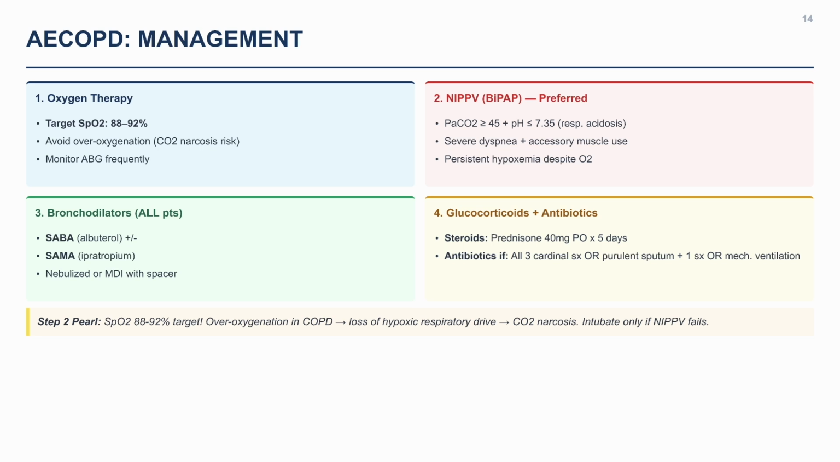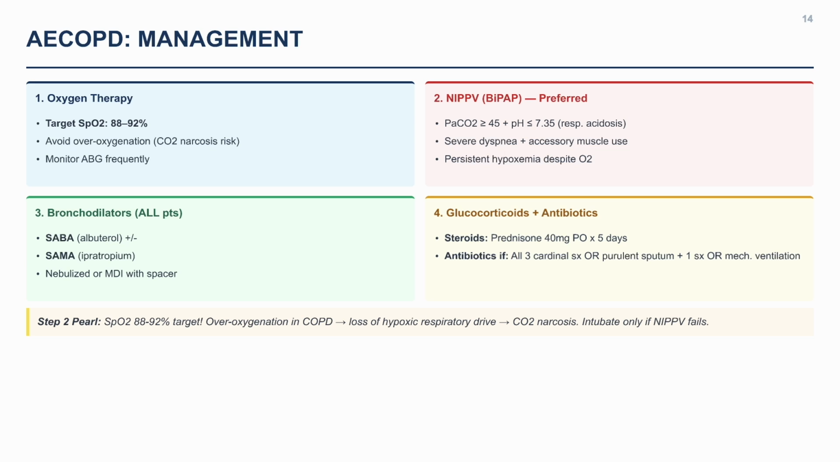Management of AECOPD follows 4 key steps. First, oxygen therapy. Target SpO2 of 88 to 92%. Avoid overoxygenation because it can cause CO2 narcosis in chronic CO2 retainers. Monitor ABG frequently. Second, non-invasive positive pressure ventilation. BiPAP is the preferred modality.